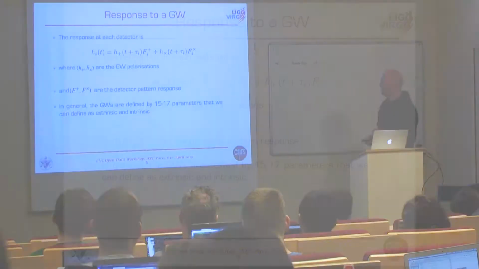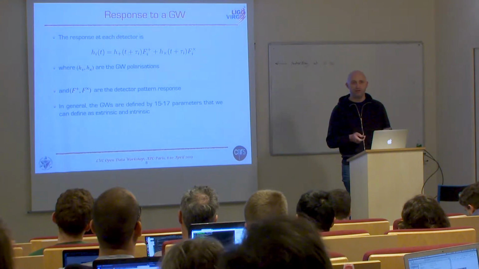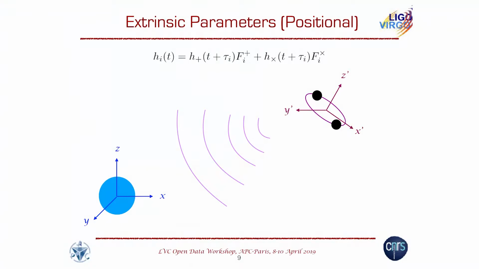So the response to a gravitational wave as it comes in on each detector is basically a linear combination between the polarizations of the gravitational wave and the antenna response functions. So depending on the physical problem that you're looking for, the number of parameters can be as low as 9, it can be as high as 17. So let's work out where they actually come from.